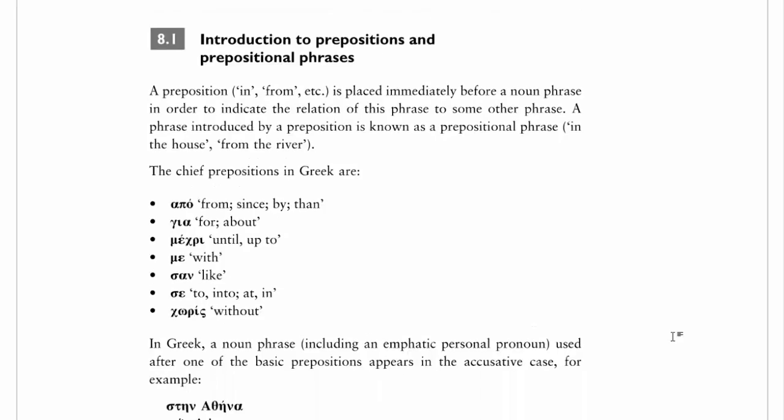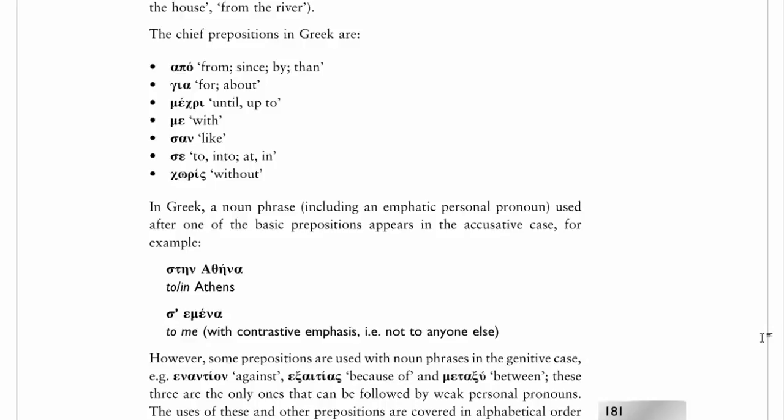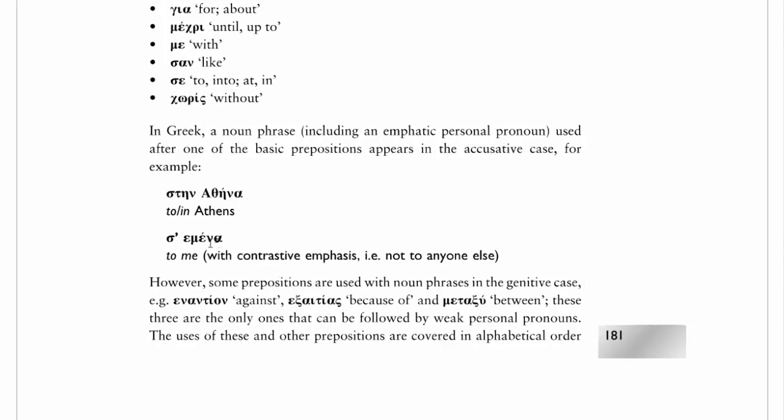The chief prepositions in Greek are apo, from, since, by; gia, for, about; mehri, until, up to; me, with; san, like; se, to, into, at, and in; horis, without. In Greek, a noun phrase including an emphatic personal pronoun used after one of the basic prepositions appears in the accusative case. Accusative case refers to the direct object. So after the preposition you have a direct object. For example, stin Athena, to or in Athens. So this is the preposition, this is the direct object. Stin Athena. Se mena, to me.